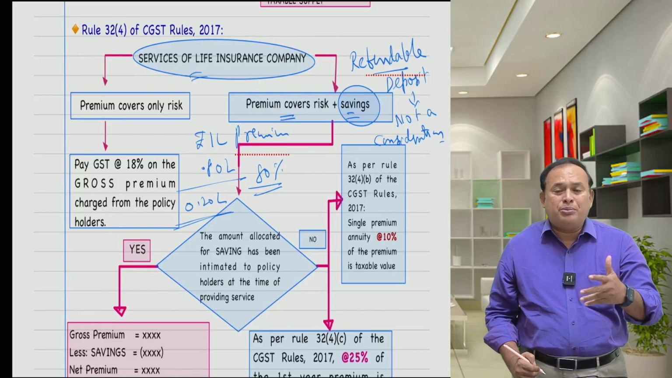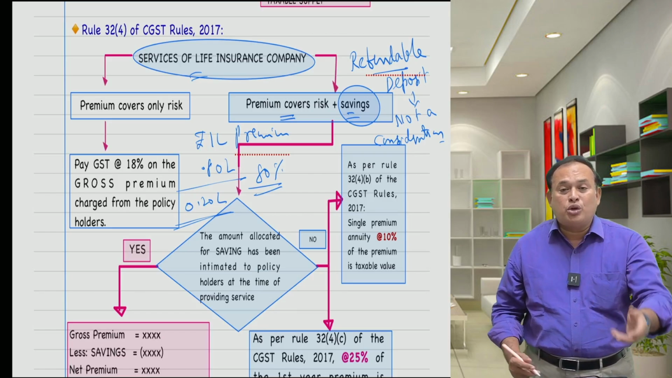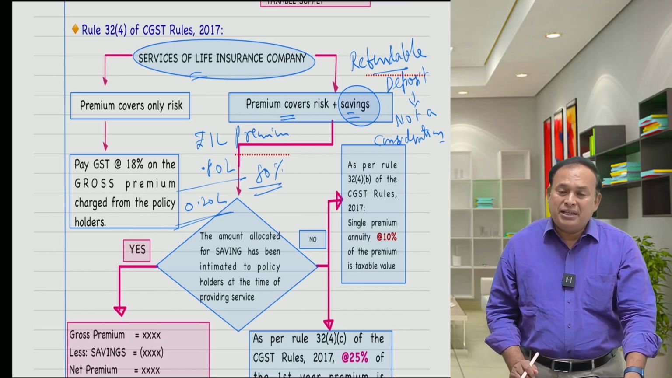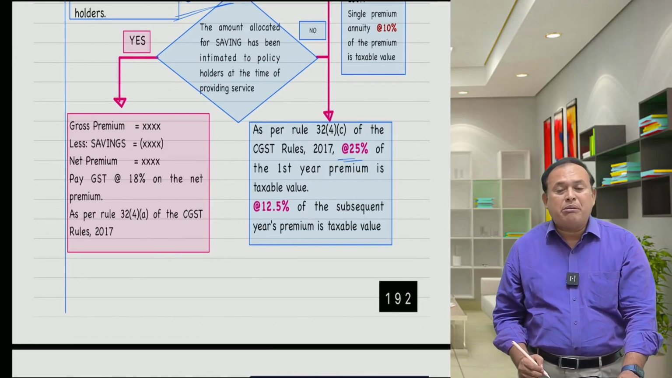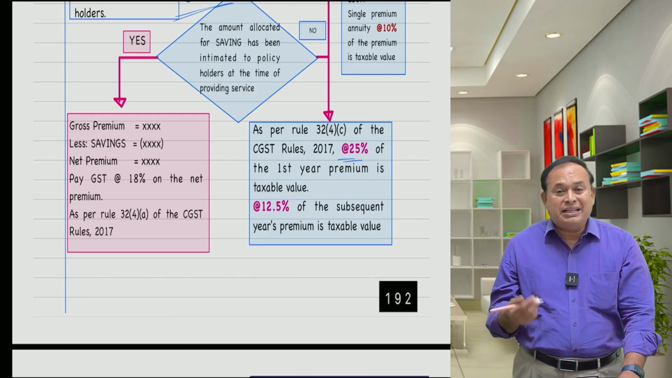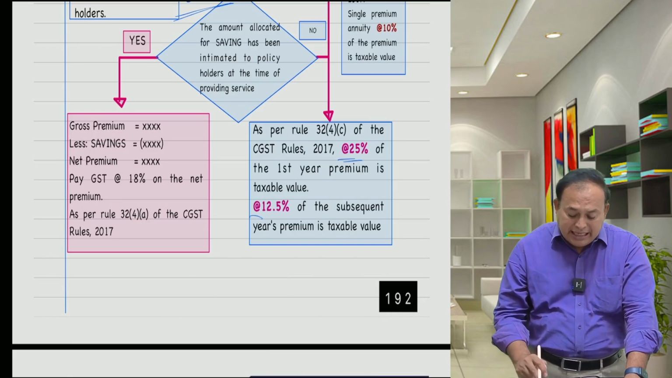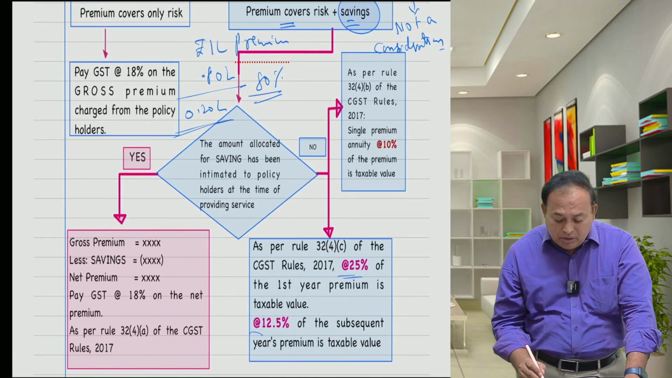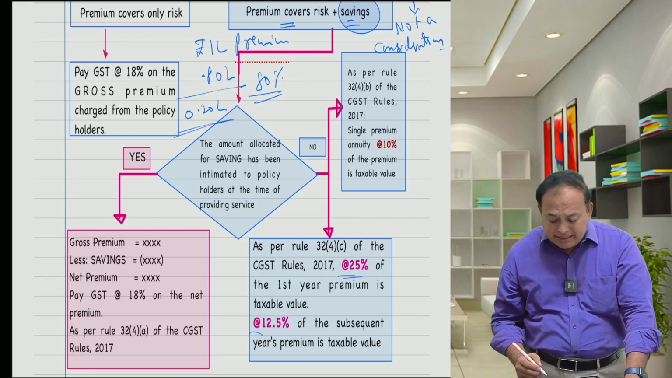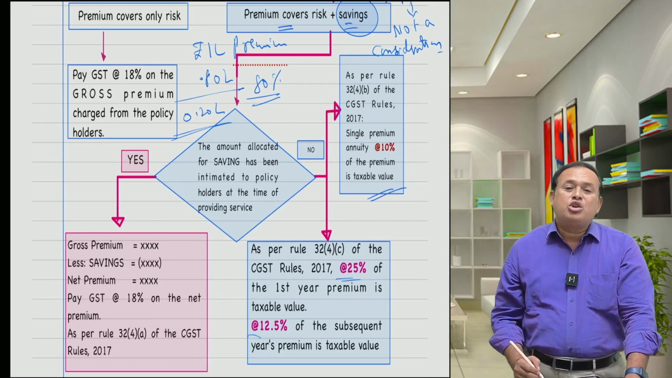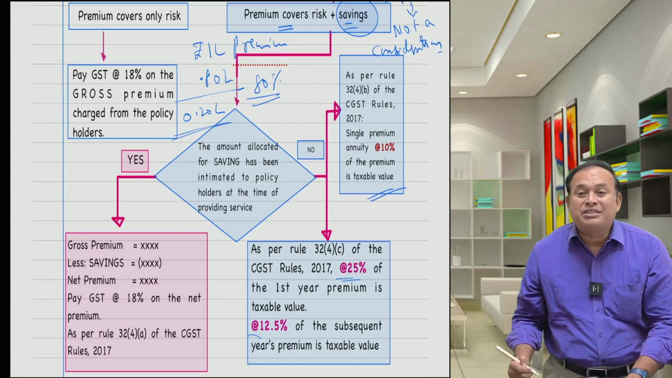Suppose the refundable amount is not able to be guaranteed exactly or accurately communicated in the case of risk plus saving. In that case, for the first year premium, 25% of the premium is the value of taxable supply. For subsequent years' premium, 12.5% is the value of taxable supply. In the case of a single annuity premium, namely the premium paid only one time to cover the maximum number of years, 10% of the premium is the value of taxable supply, where the returnable amount is not able to be informed exactly.